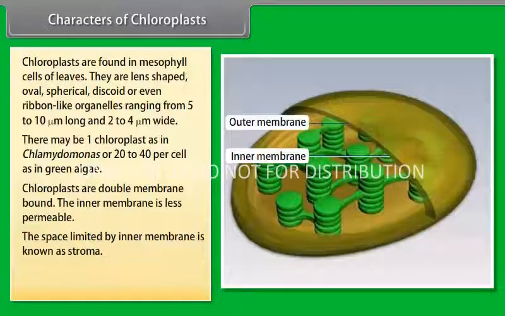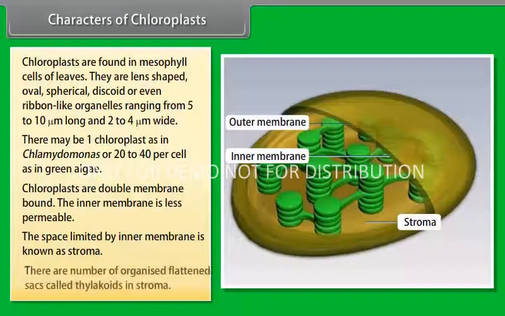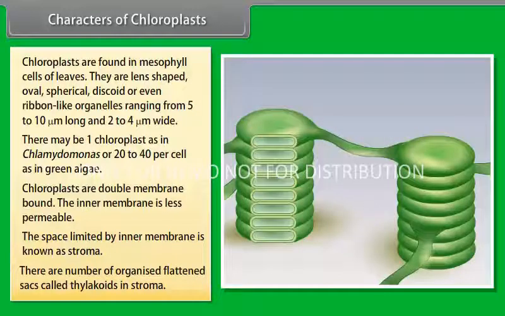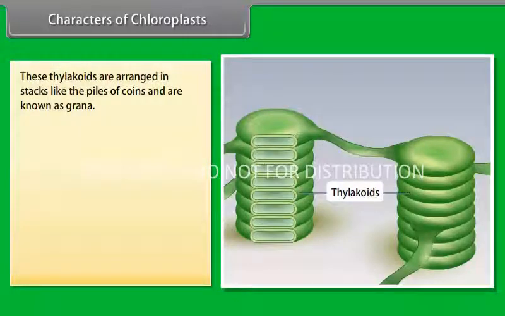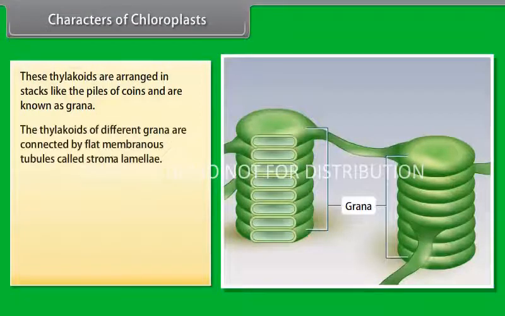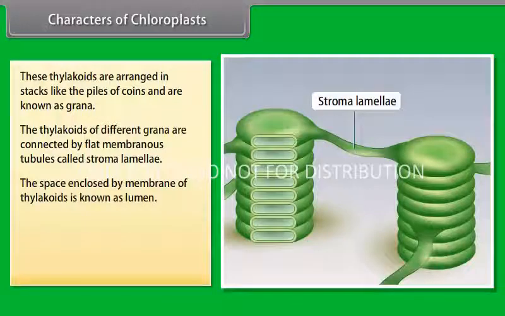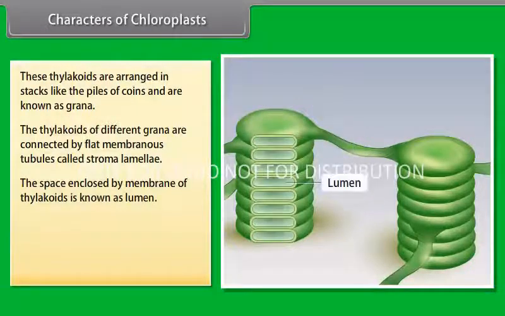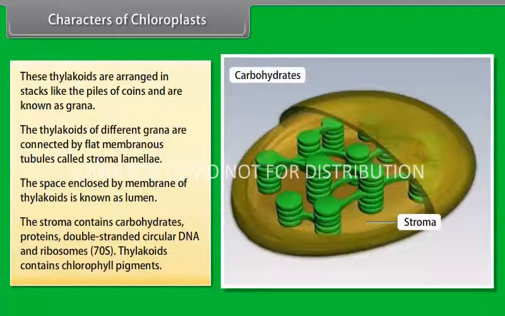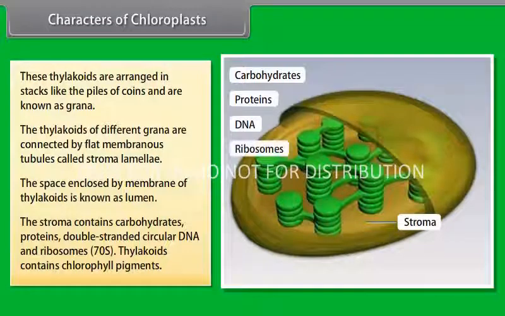The space limited by inner membrane is known as stroma. There are a number of organized flattened sacs called thylakoids in stroma. These thylakoids are arranged in stacks like the piles of coins and are known as grana. The thylakoids of different grana are connected by the flat membranous tubules called stroma lamella. The space enclosed by membrane of thylakoids is known as lumen. The stroma contains carbohydrates, proteins, double-stranded circular DNA, and ribosome 70S. Thylakoids contain chlorophyll pigments as well.